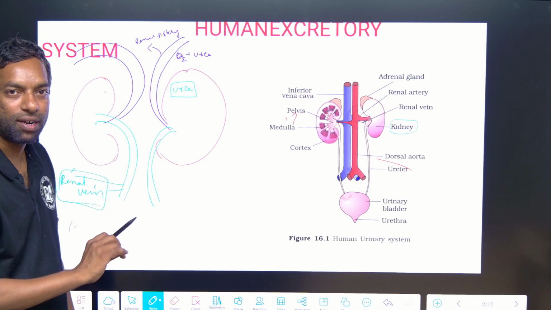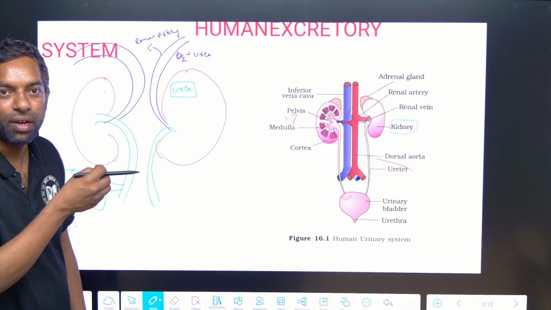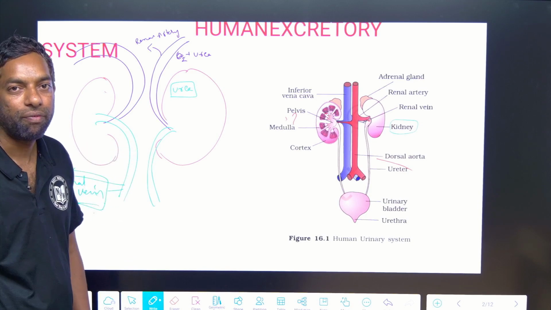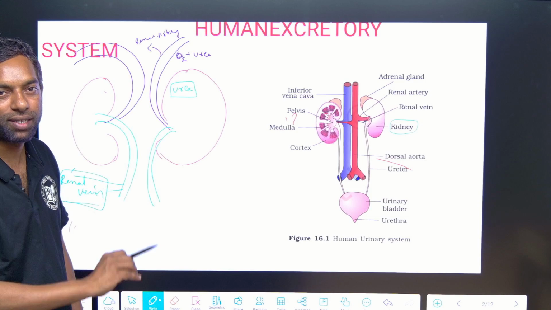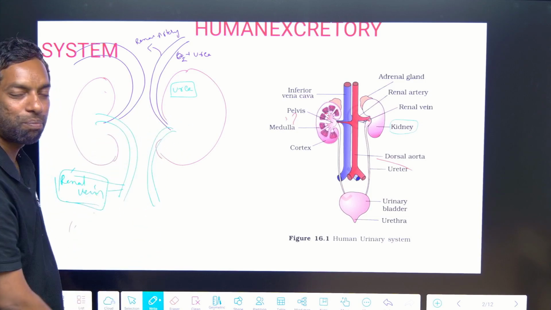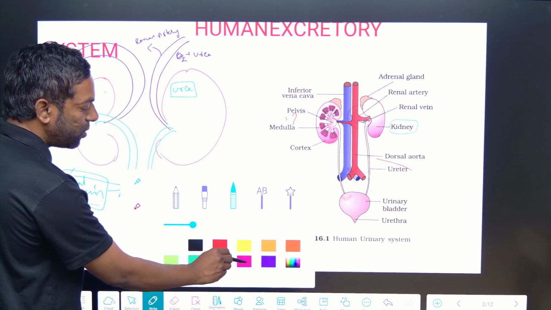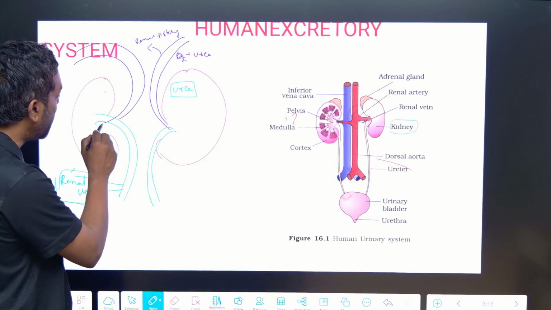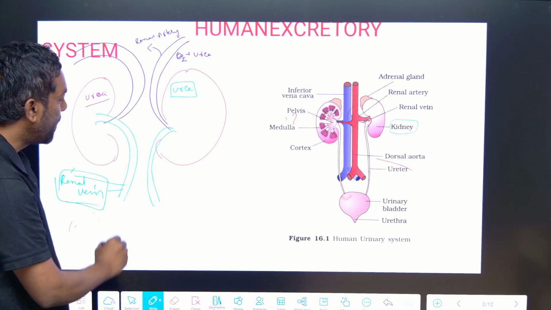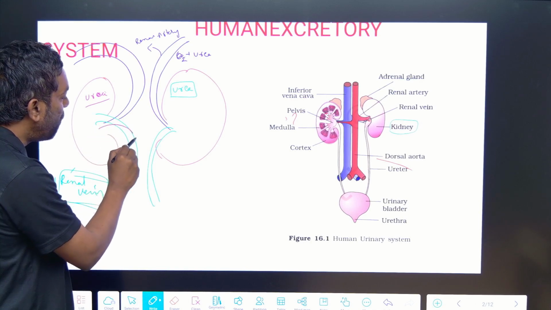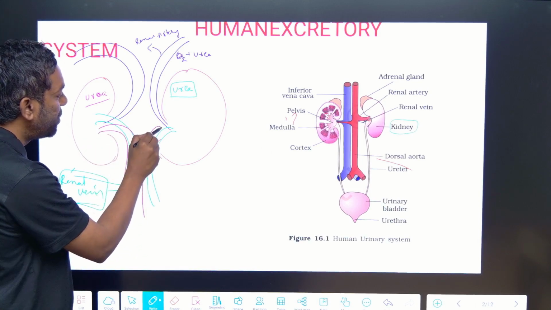There is another part, the urinary part, the excretory part, which is involved in exiting the urea from the kidney. What is that system? It is the urinary system. What are the parts in the urinary system? One part is the pair of kidneys. And what carries out the urea produced in the kidney? One more pair of tubes exits out.